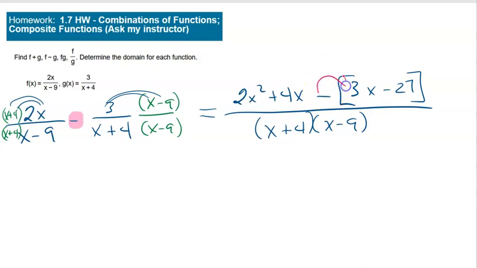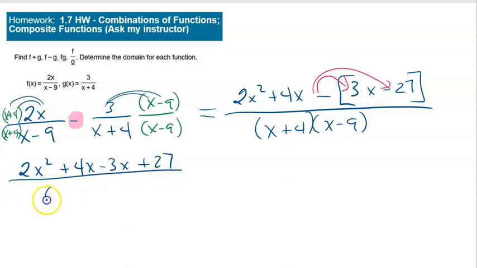So the negative is going to make that a negative 3x, and this negative is going to make that a plus 27. All right, so here we go. I got 2x squared, this 4x minus 3x, and then plus 27, just like I promised, right? Over, don't multiply out denominators when they're factored. They are happy to stay factored. It's very rare that you ever need any math where you multiply out denominators. It's not never, but it's rare.